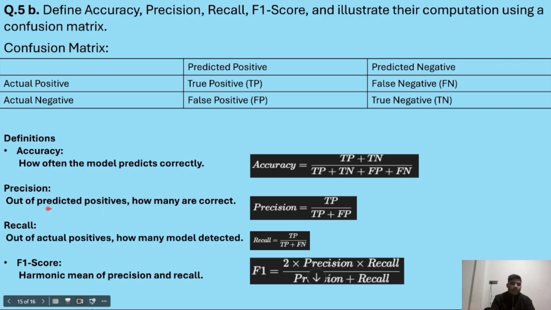And precision is, out of predicted positives, how many are correct. So precision equals TP upon TP plus FP. And recall is, out of actual positives, how many the model detected. So recall equals TP upon TP plus FN, and F1 score is the harmonic mean of precision and recall. So the formula for F1 score is F1 equals 2 into precision into recall upon precision plus recall.